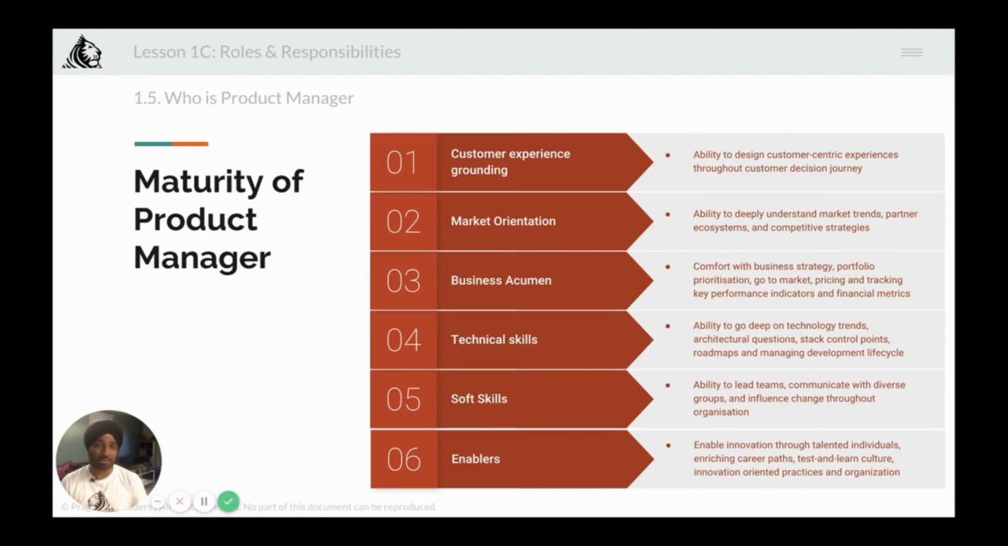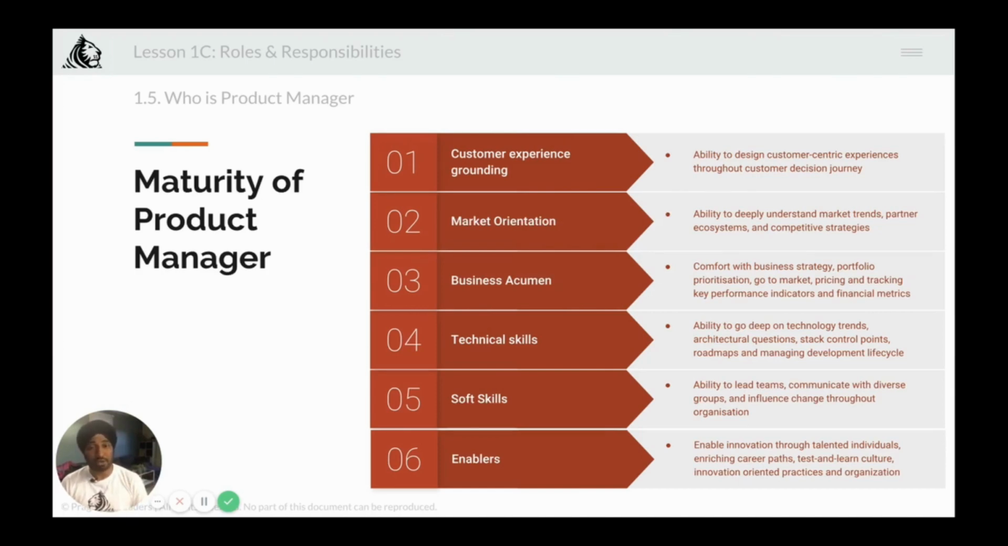You need to have customer experience grounding. You need to have market orientation, that is, you can understand market trends, partner ecosystems. You have good business acumen. You are comfortable with business strategy, portfolio prioritization, go to market, pricing, and tracking key performance indicators, etc. You should be comfortable with technical skills, ability to go deep on technology trends, architectural questions, and so on.